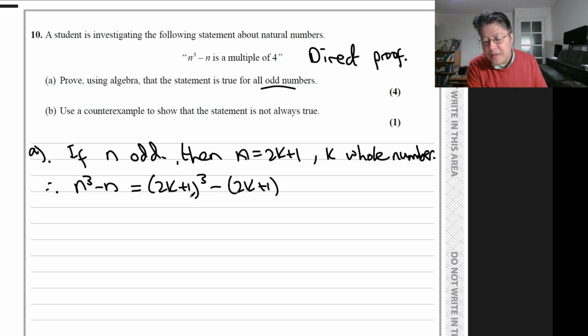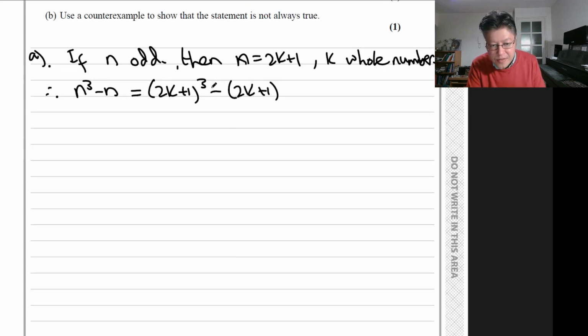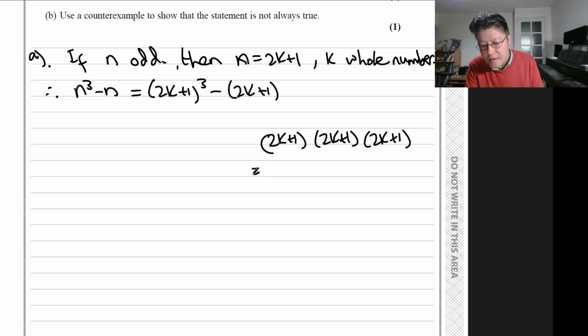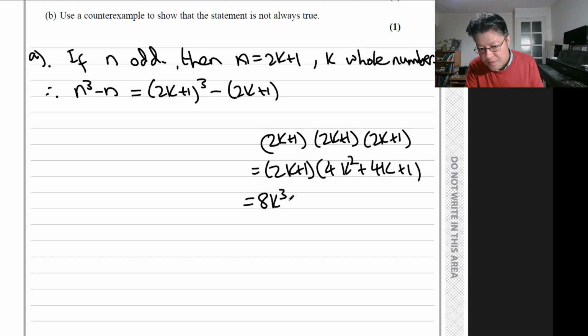So we just need to expand this out, and I'm going to do this on the side. This is going to be a triple bracket, 2k plus 1. And we'll expand these, the last two. That's 4k squared plus 4k plus 1. And now we'll expand this. We'll multiply 2k first on everything to give us 8k cubed plus 8k squared plus 2k. Then we'll multiply the 1 on everything. So plus 4k squared plus 4k plus 1.